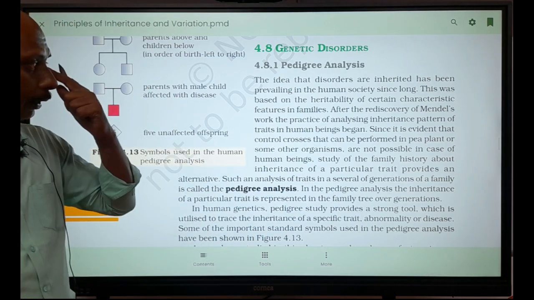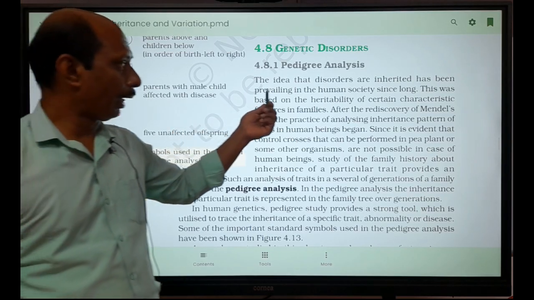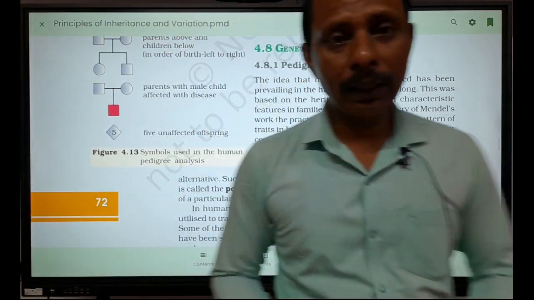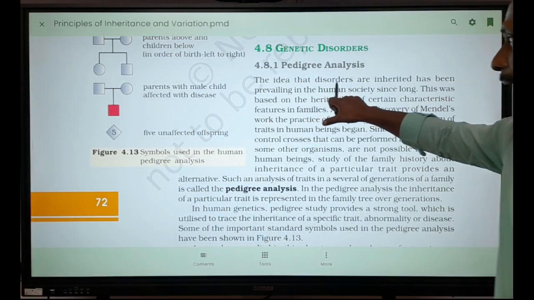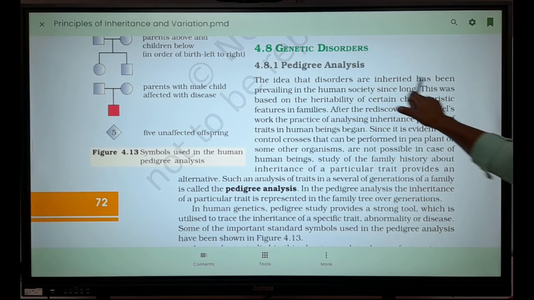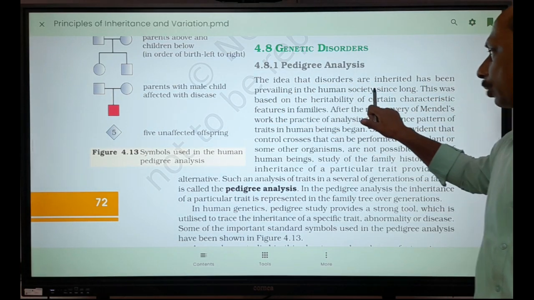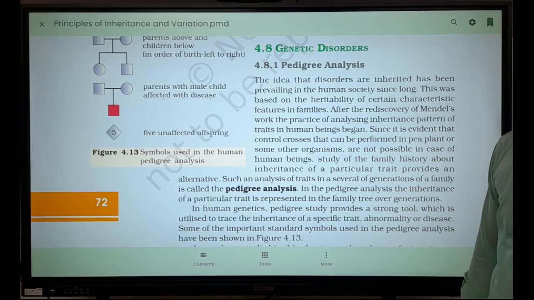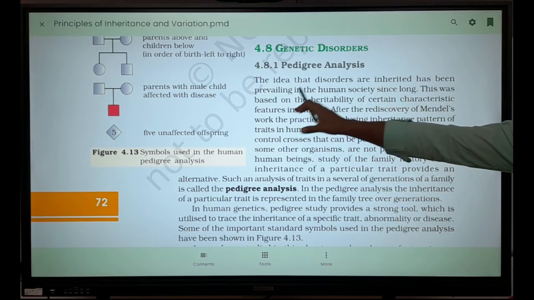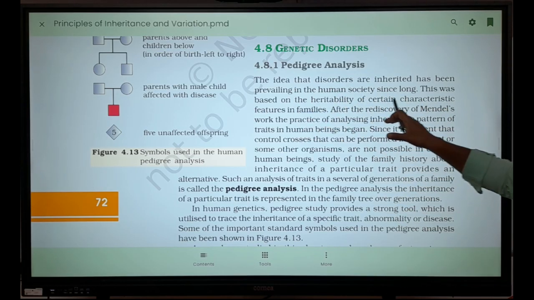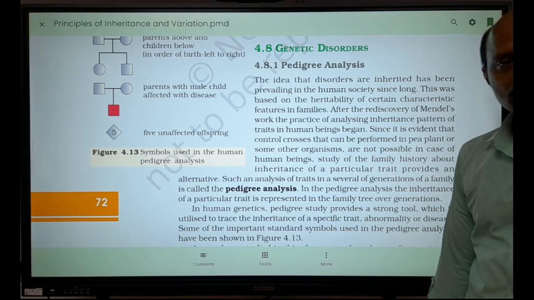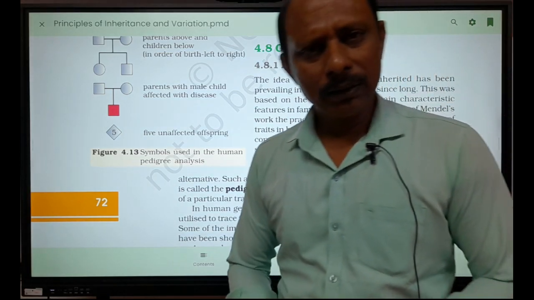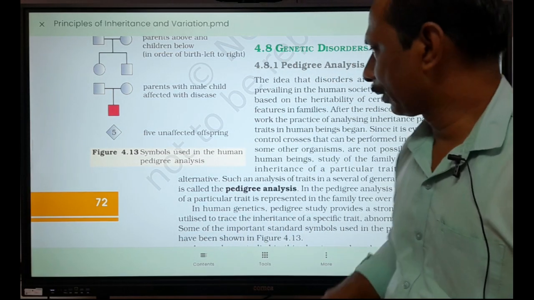In this case, what is given here? The idea that disorders are inherited has been prevailing in human society since long, right? This was based on the heritability of certain characteristic features in the family.